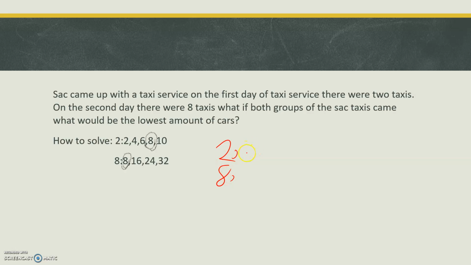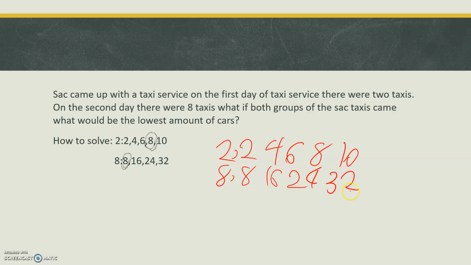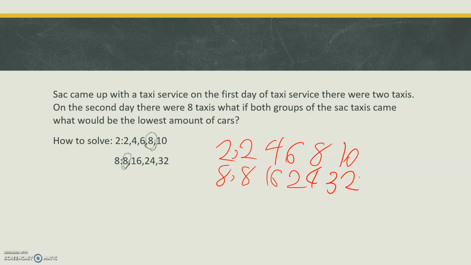So it's 2, 4, 6, 8, and 10. The 8 times table equals 8, 16, 24, and 32. And for these, that's how you do it. Then third step, remember, is to find the same looking number, which is 8.